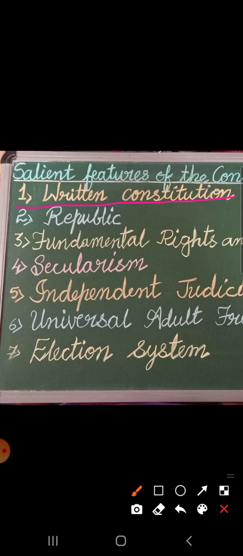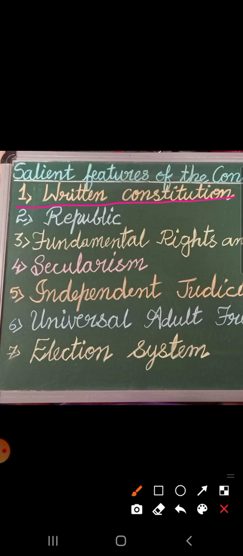The Indian Constitution is in the written form. It has been written. I have shown you the book, isn't it? This is the lengthiest constitution in the world. The lengthiest written constitution in the world is the Indian Constitution.